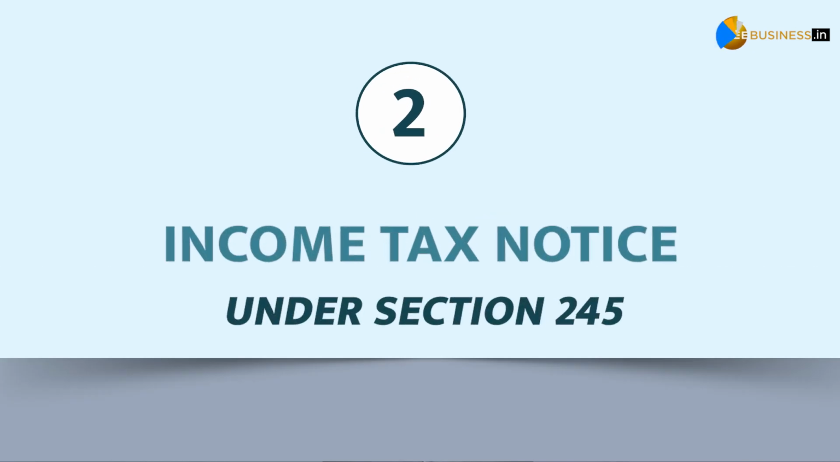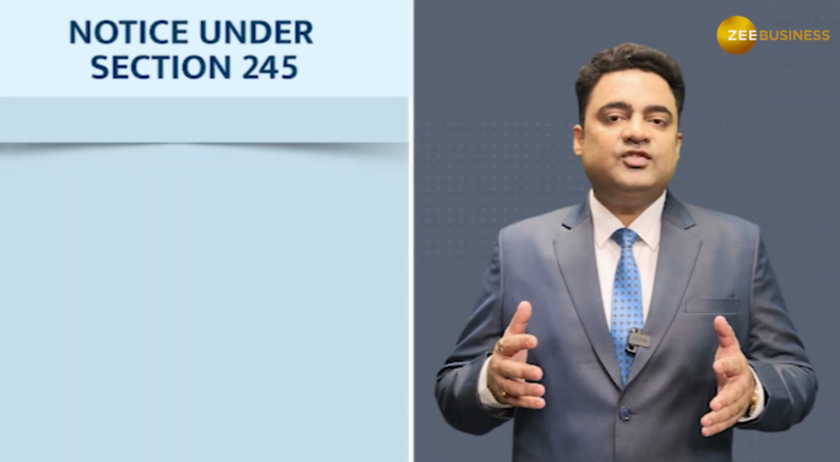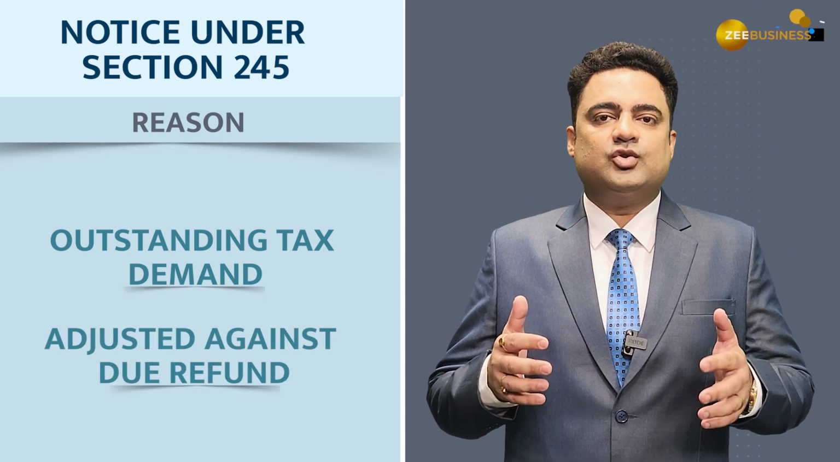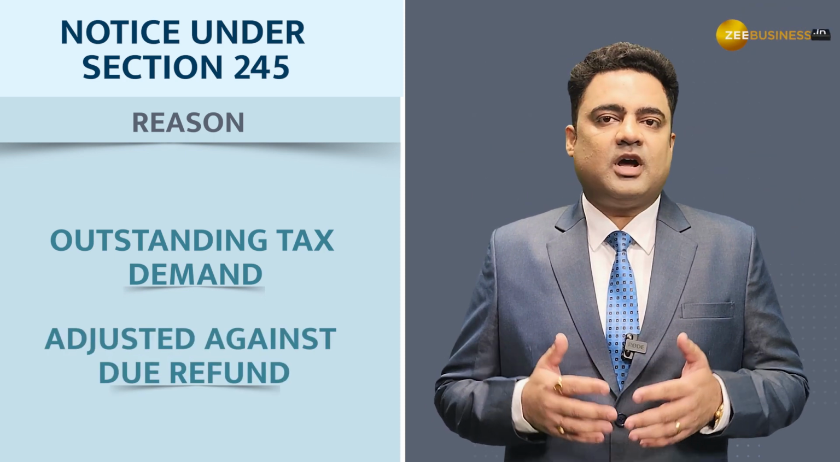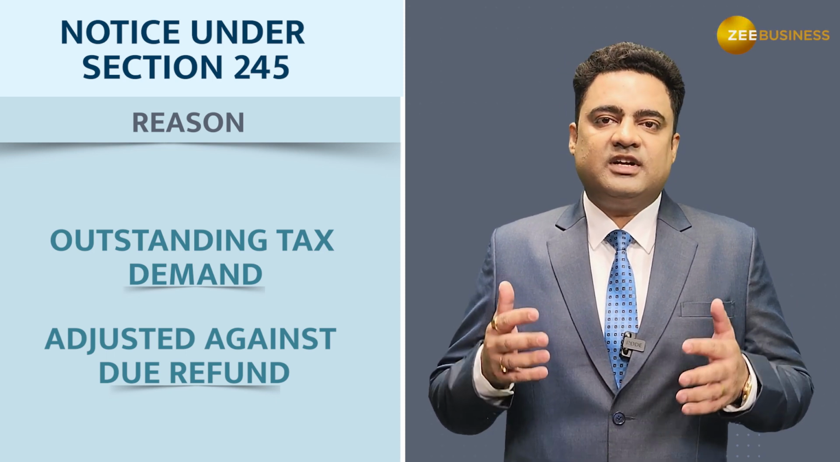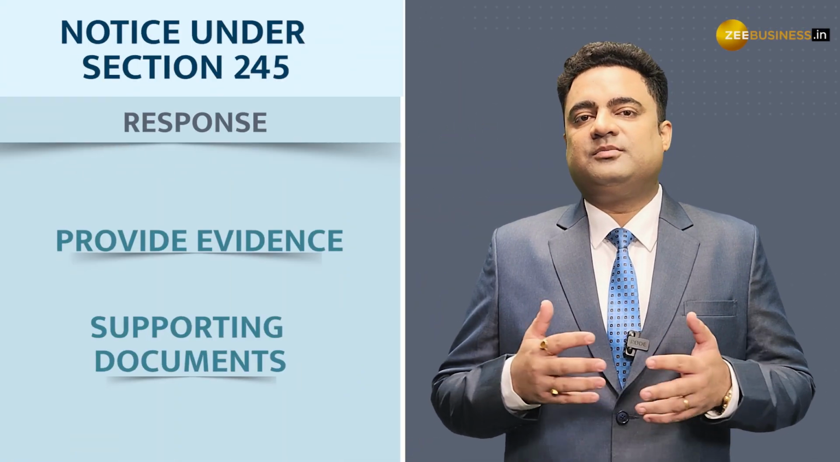Point number 2, notice under Section 245. This notice is issued when an outstanding tax demand is adjusted against a due refund. It informs the taxpayer about the adjustment and provides them with an opportunity to respond if they disagree with it. The taxpayer can respond with necessary documentation and evidence in case they believe the adjustment is incorrect.